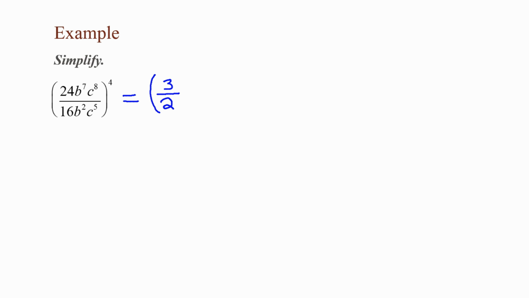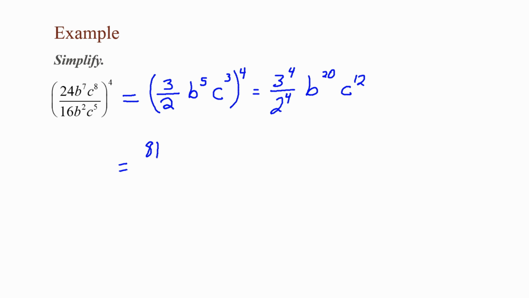b to the 7th divided by b to the 2nd, 7 minus 2 is 5. c to the 8th divided by c to the 5th, 8 take away 5 is 3. And that's all still to the 4th power. I have 3 to the 4th power. I have 2 to the 4th power, b to the 5th to the 4th power, which is b to the 20th, and c to the 3rd to the 4th power, which means I have c to the 12th. 3 to the 4th power is 81. 2 to the 4th power is 16.